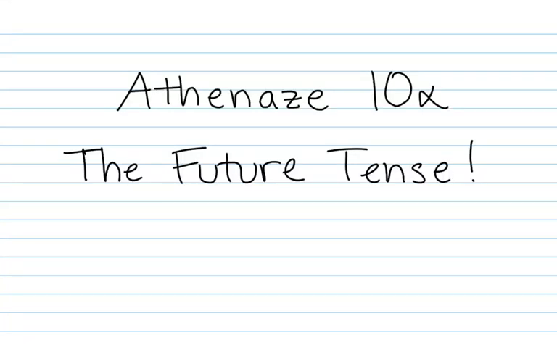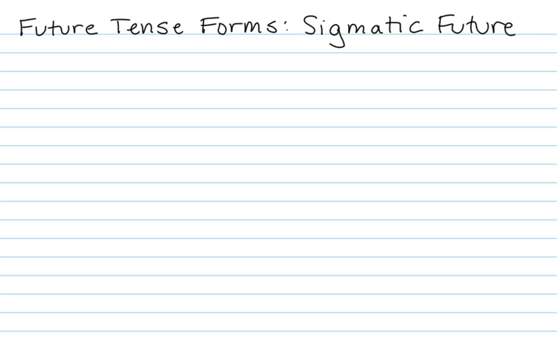Welcome to Chapter 10 Alpha, in which we learn the future tense in Greek. So the first one we're going to look at is the most common way of forming the future tense, which is with a sigma, so we call it the sigmatic future.